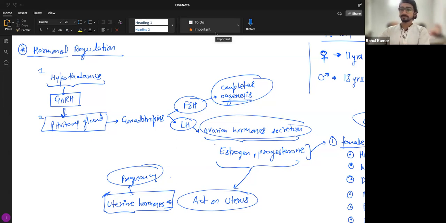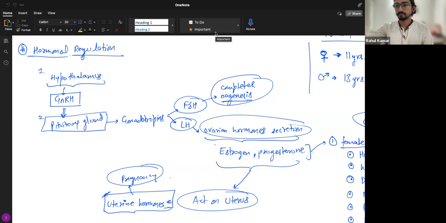Yes, sir. In hormonal regulation in females, the hypothalamus secretes GnRH that stimulates the pituitary gland, which releases the gonadotropins, that is FSH, which completes the oogenesis, and LH, luteinizing hormone, which is responsible for the secretion of ovarian hormones that are estrogen and progesterone. We also discussed the secondary sexual characteristics in females.